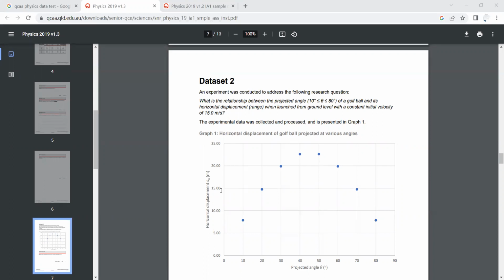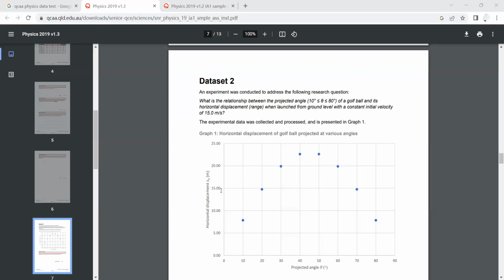Let's look at this question. An experiment was conducted to address the following research question: what is the relationship between the projected angle of a golf ball and its horizontal displacement range when launched from ground level with a constant initial velocity of 15 meters per second?